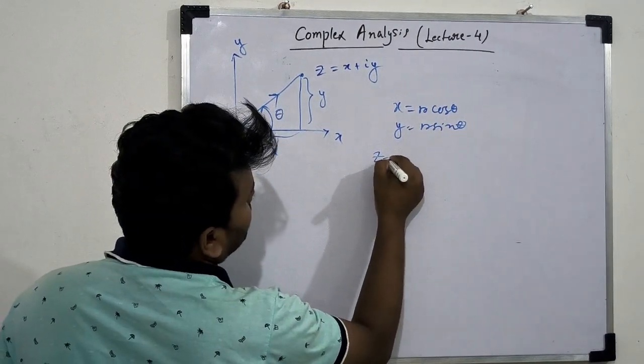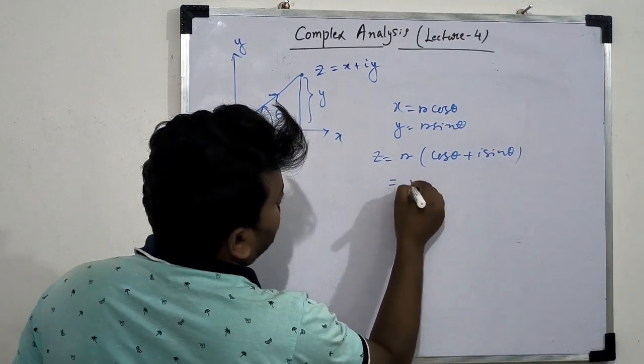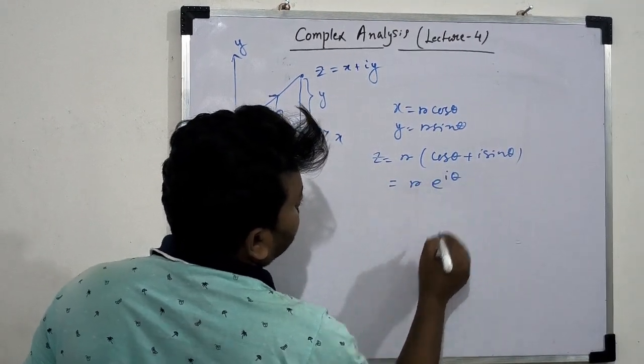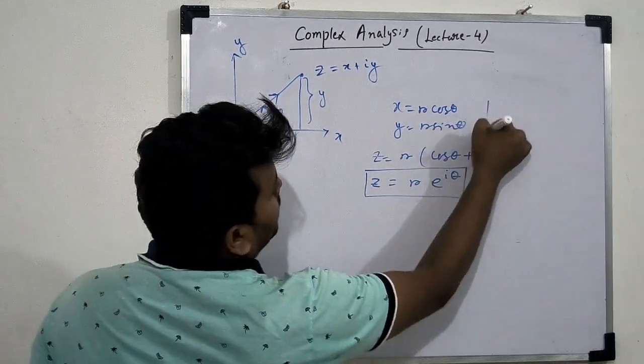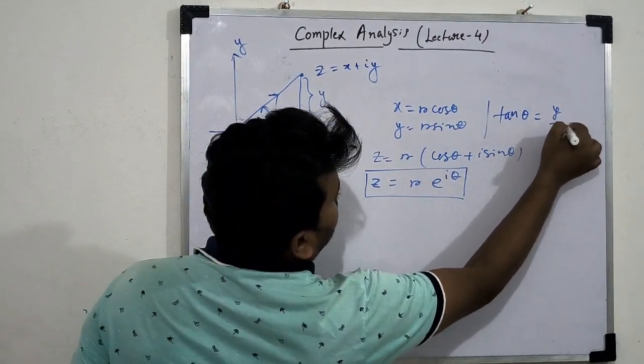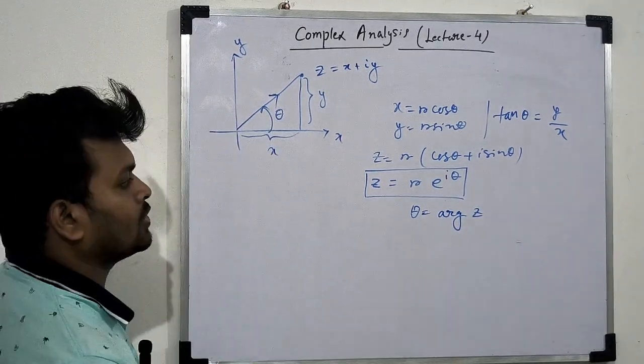So then z can be written as r times cos theta plus i sin theta, and this can be written as r e to the power i theta. So z can be written in this form. This is the form, and also here tan theta equal to y by x. Theta is the argument of this number z. So this is r e to the power i theta.